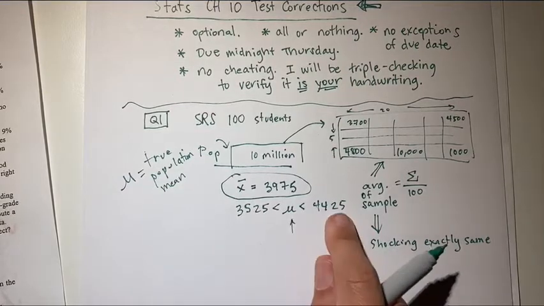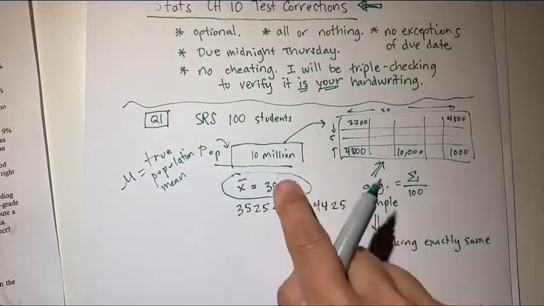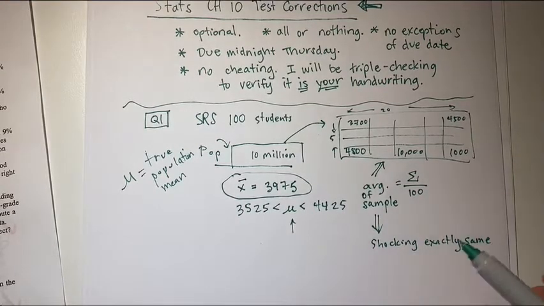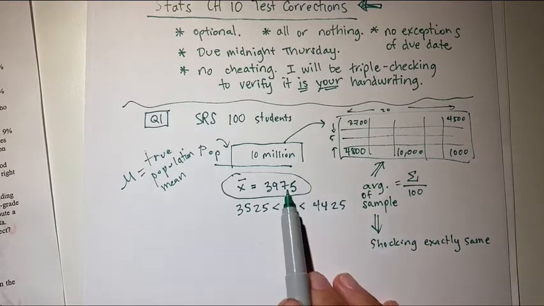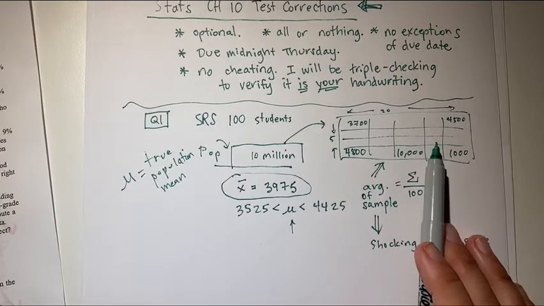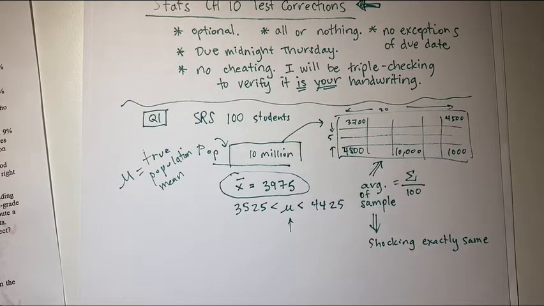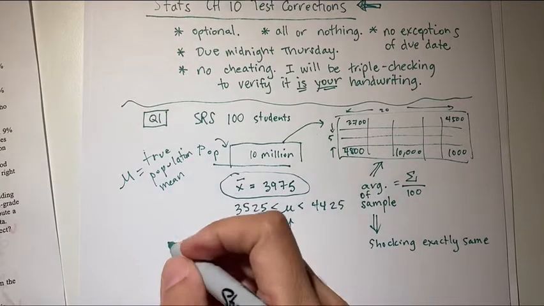And so we're basically saying, I'm thinking that the truth is somewhere in here. I don't know what the truth is. In fact, I'd be shocked if I got exactly the truth, because I only talked to 100 people out of 10 million, okay? This is the essence of what a sampling distribution is and what a confidence interval is. Okay, so what's the right answer here?